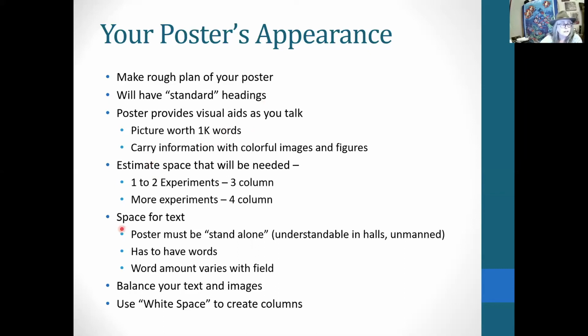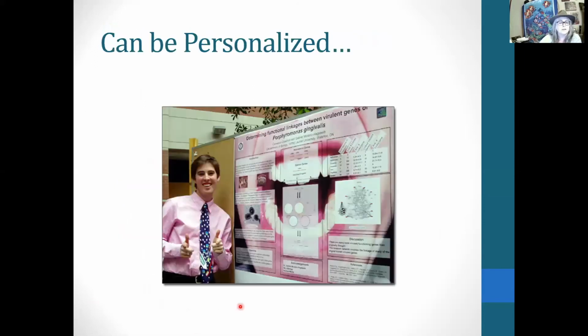Let's see. So you need your text. You have to know that text will be there because it has to be standalone, like we said. Balance the text and images if possible. Don't just put everything on one side. Make it look nice. Like that one that you like, that blue guy. That one is just so nice and balanced and peaceful. I love that one. And they use the nice white space to do columns.